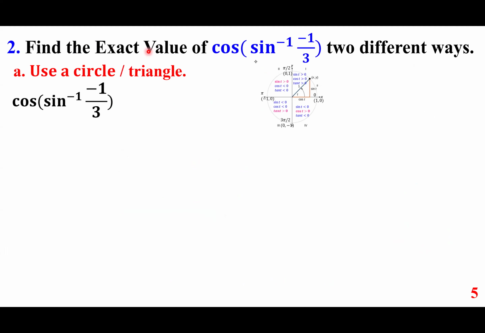All right, find the exact value of cosine of sine inverse of -1/3, and we're going to do it two different ways. And again, I'm reminding you of various quadrants. And remember, when you're looking at inverse trigonometric functions, the answer is unique.